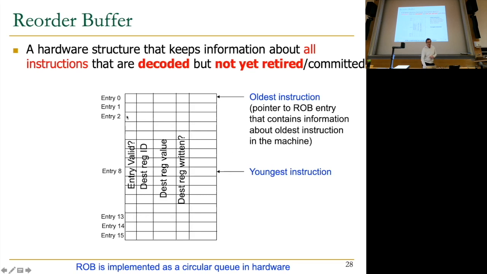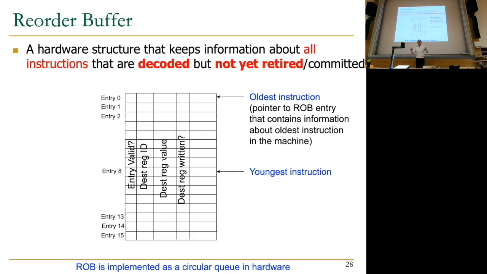So you need to have entries, and each entry has some fields. For example, the valid bit. Valid means that there's an instruction allocated to this reorder buffer entry. If there's no instruction in the machine that's decoded, then all of the entries are invalid. All of the entries are at 0. And then the next part can be the destination register ID. Which destination register is this instruction writing to? This is the value of the destination register. What is the value that this instruction wrote to the destination register? Is this value actually trusted? Meaning, did the instruction actually write this value?